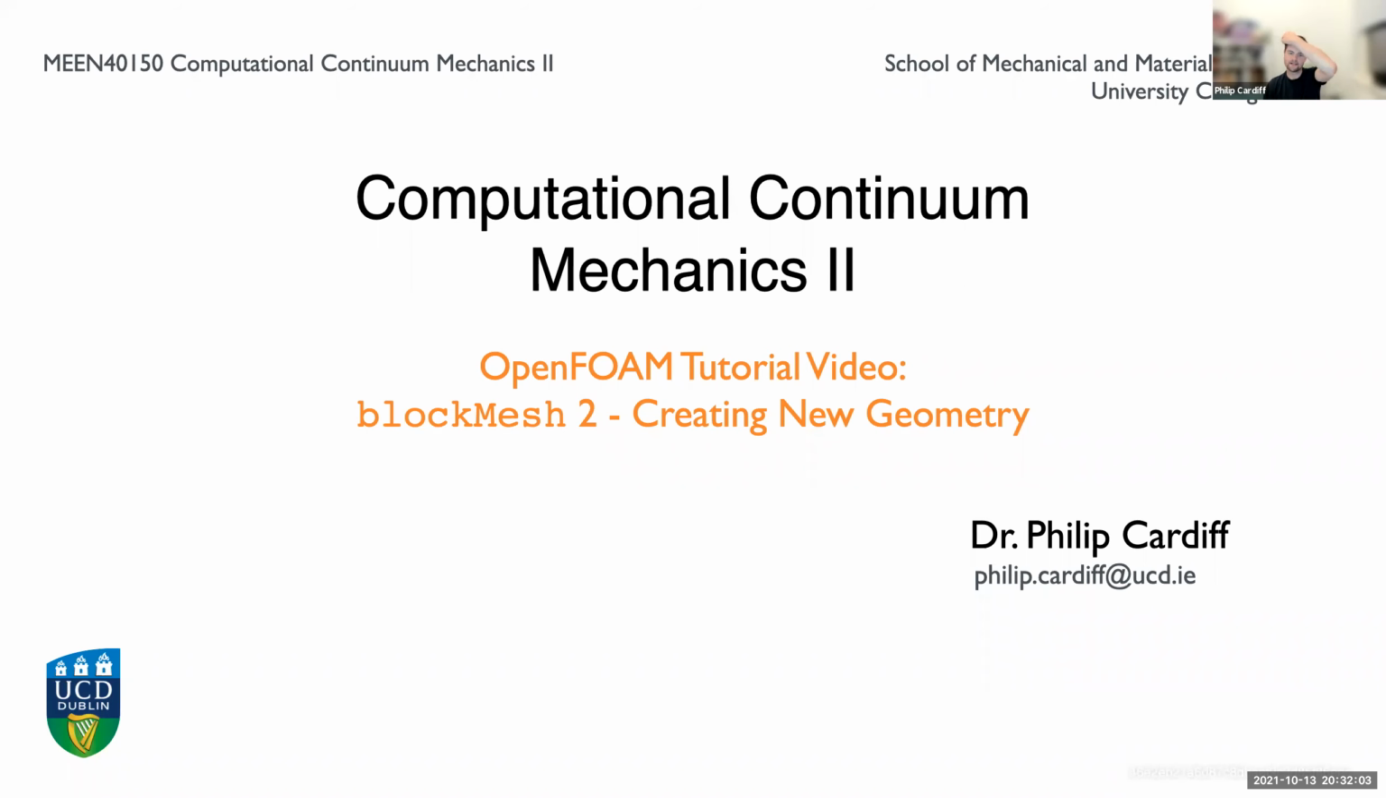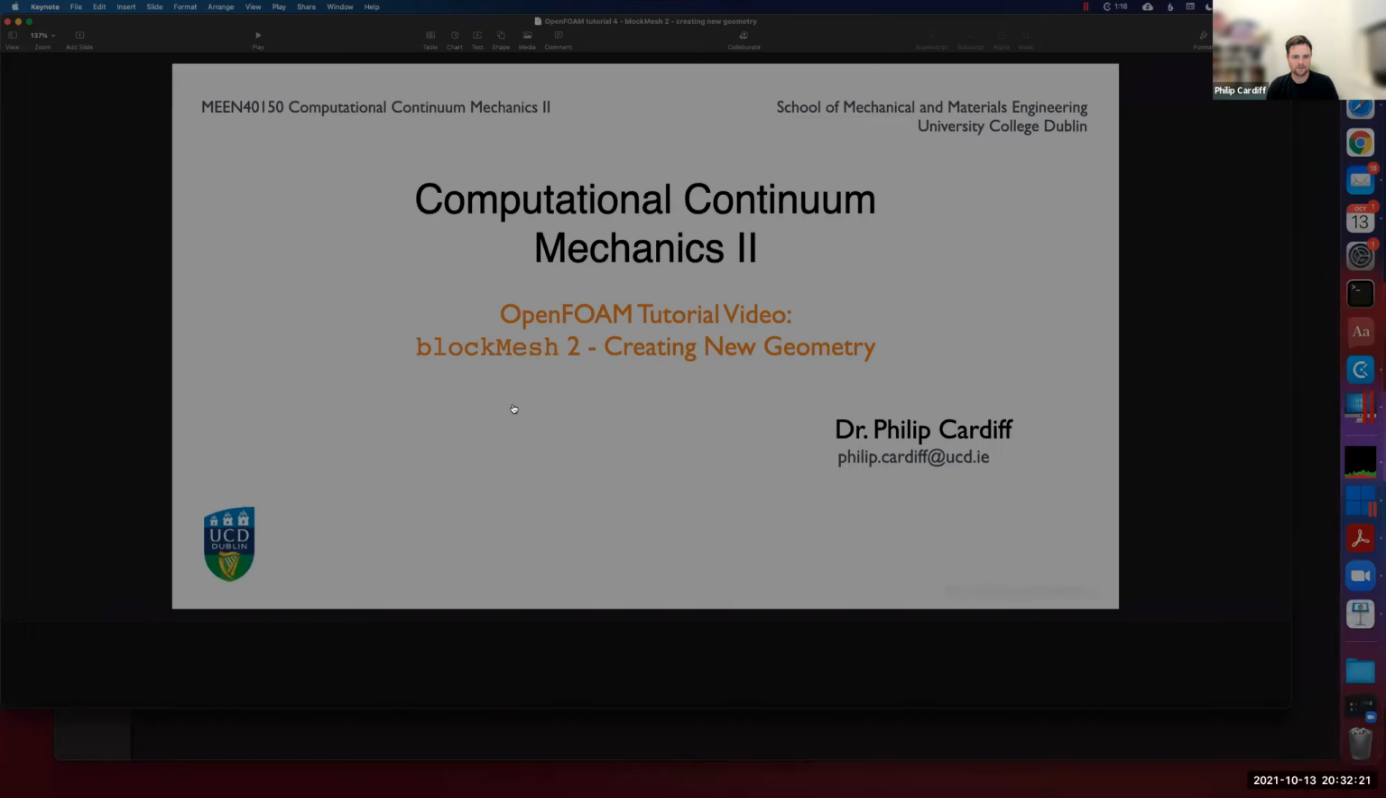Hello everybody. In this tutorial we're going to play a little bit more with blockMesh and we're going to learn how to make our own geometry, which is a little bit less trivial than just the cavity case. So we're going to have a geometry which is a T-junction, so it's going to have 4 different blocks in it.